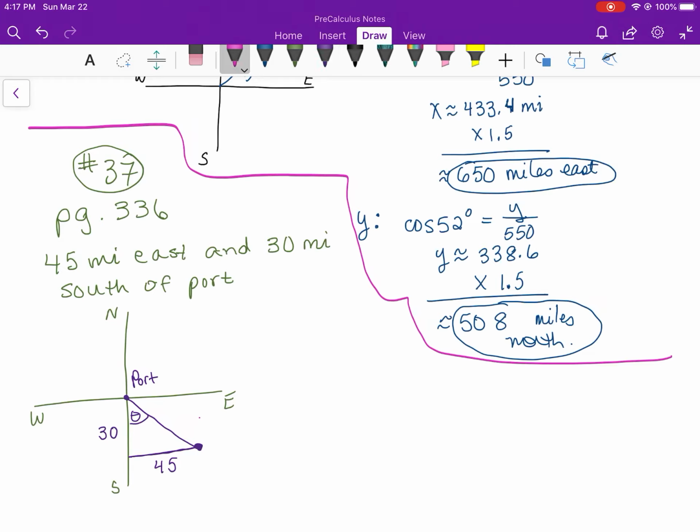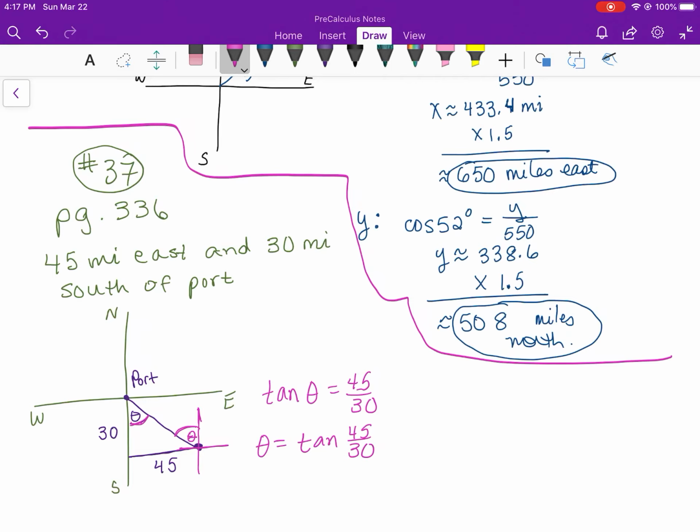So what I'm going to do now is draw a new coordinate plane. And I am now interested in this angle right here, which is actually going to be the same theta as what we were dealing with before. So this theta and this theta are the same. They're alternate interior angles. So to find theta, tangent of theta is 45 over 30, and theta will be the inverse tangent of 45 over 30.